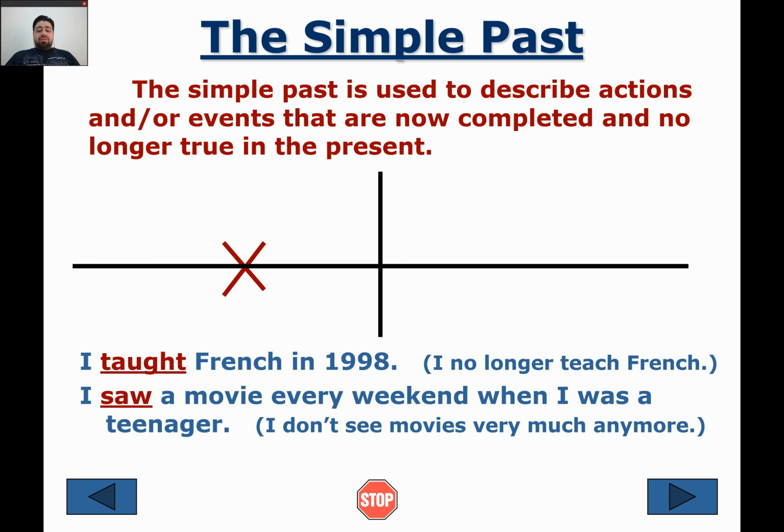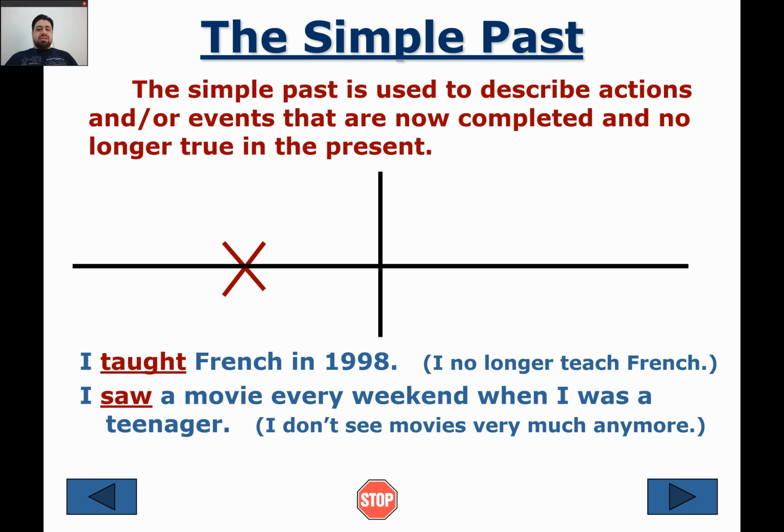I saw a movie every weekend when I was a teenager. I saw a movie. That means I don't see movies anymore, or not that much, because look at the sentence. It says, I saw a movie every weekend. So that thing that was happening regularly until one point, it stopped. So now I no longer do that. If you say something like, I loved video games, that means I don't love them anymore. All right, so we need to be very specific when we use this tense.